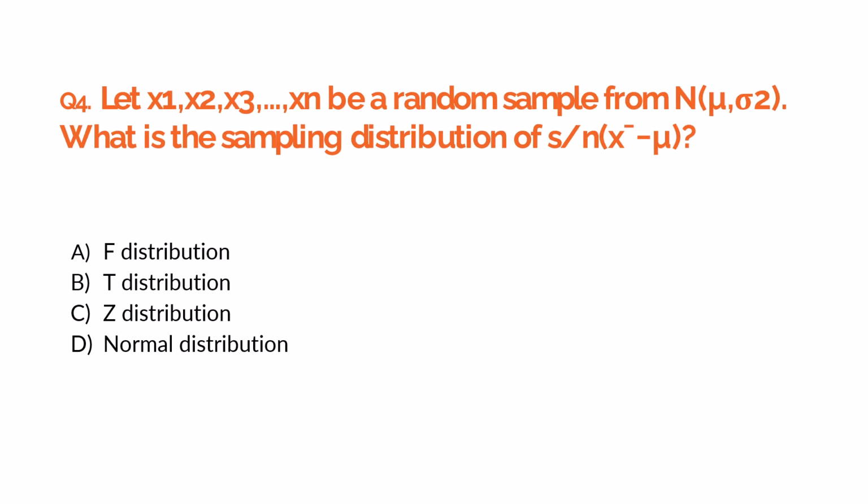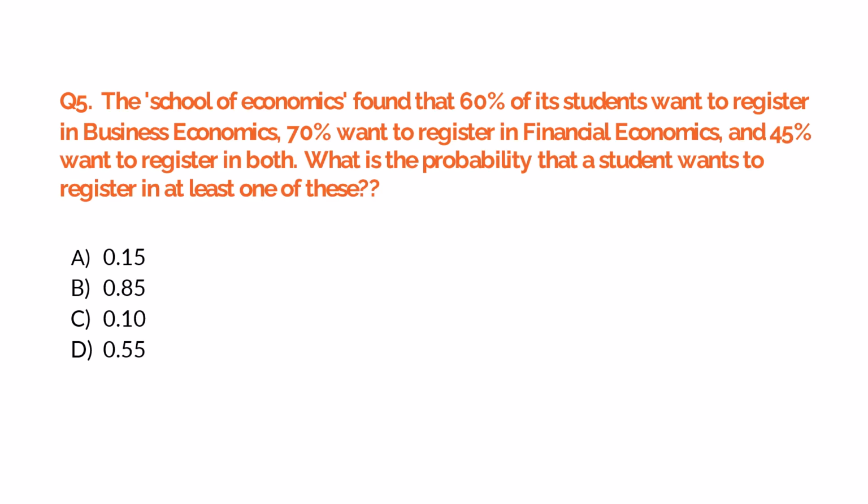What is the sampling distribution of s upon root n, x bar minus mu? That's clearly a T distribution. Moving on to the next question.